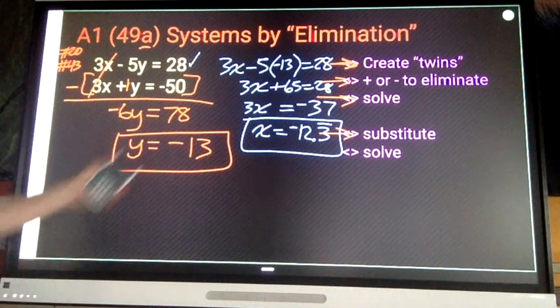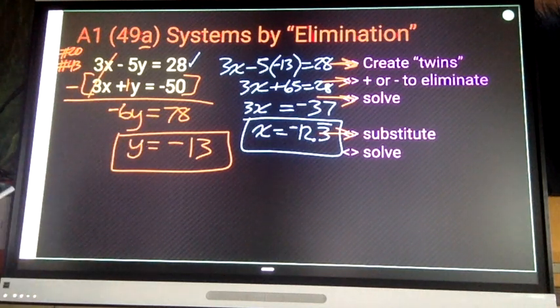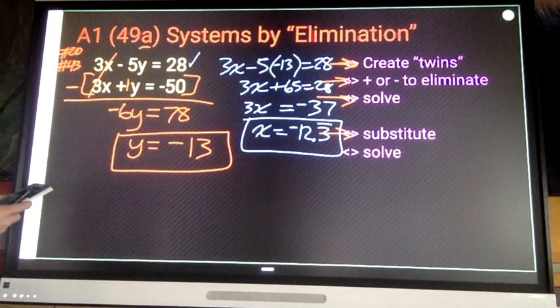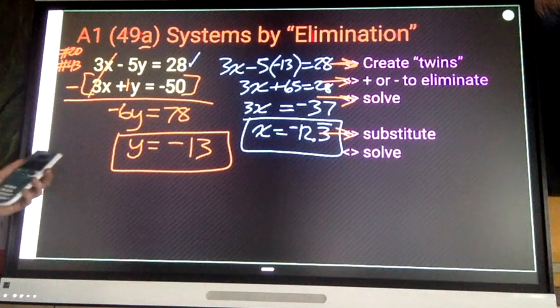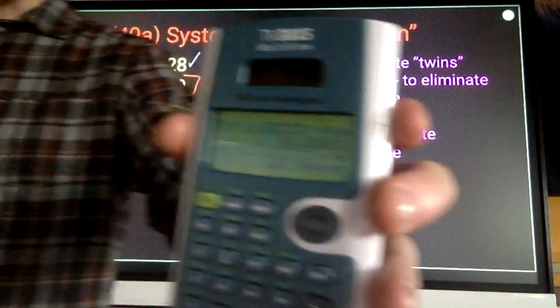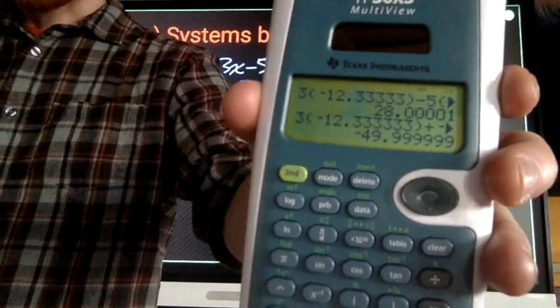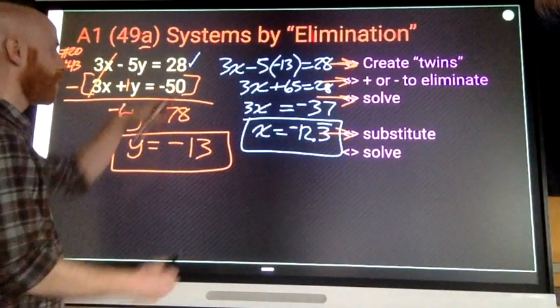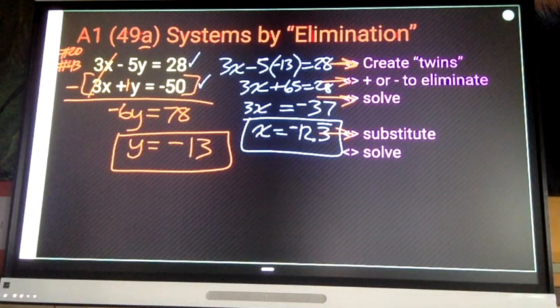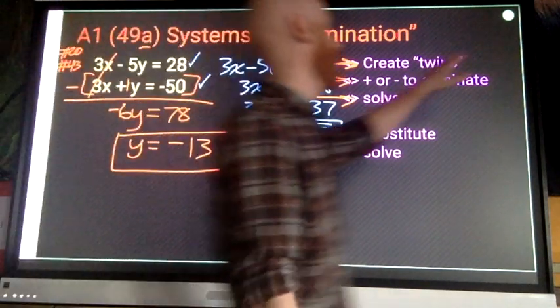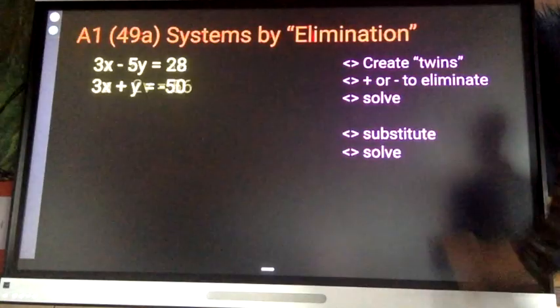I also have to make sure that my numbers work with the bottom equation. 3 times x, which is negative 12.3, plus y, which is negative 13. Enter. And we get, again, a little bit of a rounding error. Negative 49.99999, which is essentially negative 50. So that I know that I'm correct. This is another topic where you never have to turn in a wrong answer. You will always know if something's wrong. You check your work.